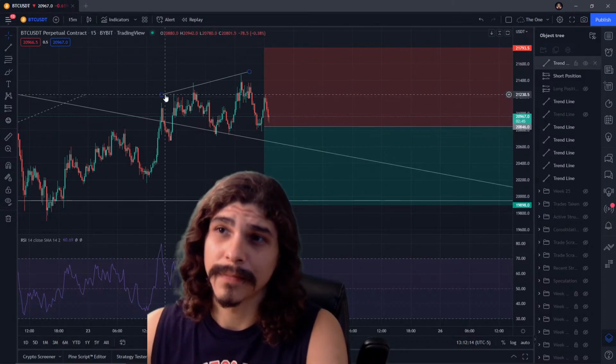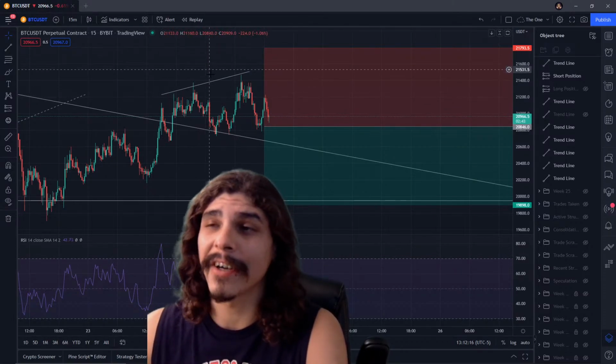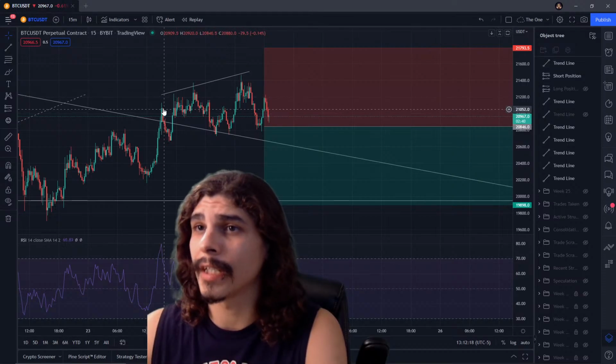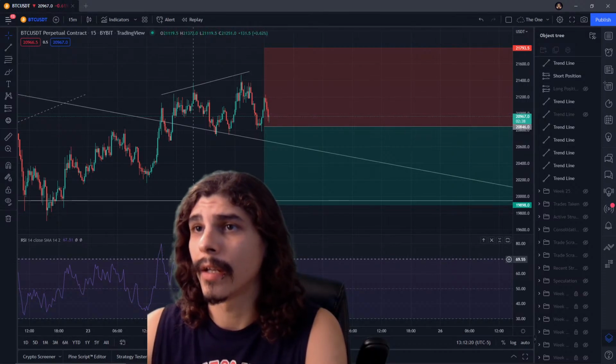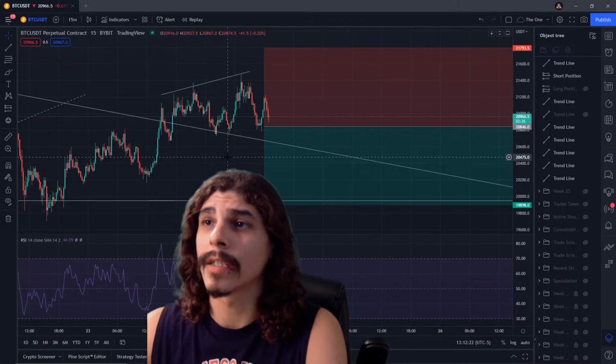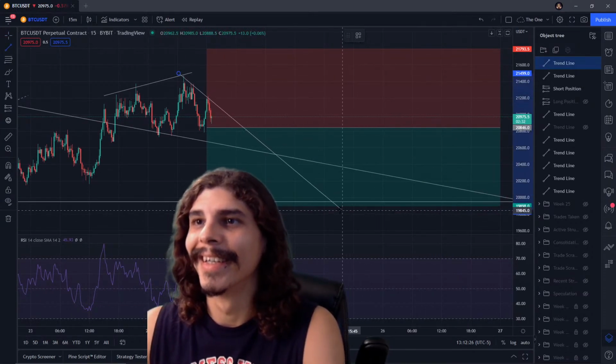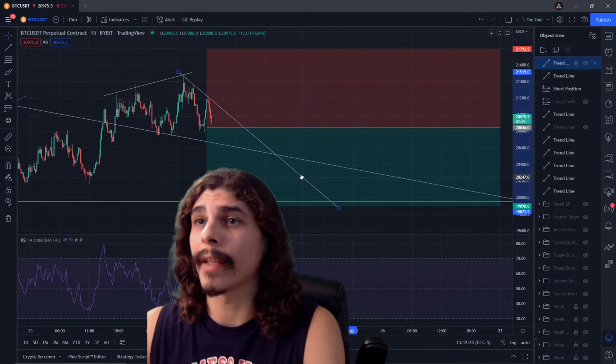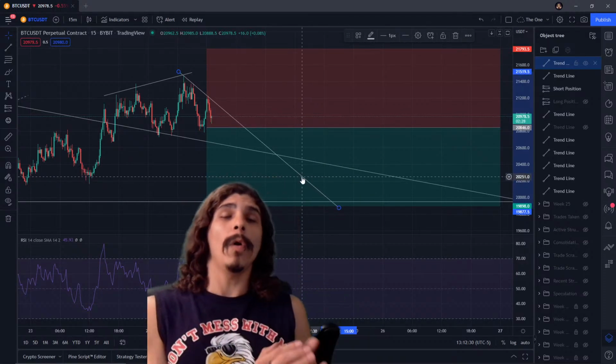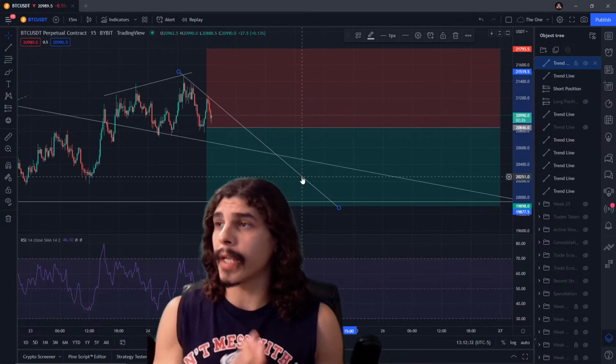It's arguable. We can argue about this. This isn't very clean divergence, but I would say it's definitely divergence. We're getting higher highs. RSI is forming lower highs. It's arguable, but if you want to argue with me, let's do it. I'm going to go ahead and say that this is going to be trade 1 of 2. I'm going to hopefully look to take a scalp today.